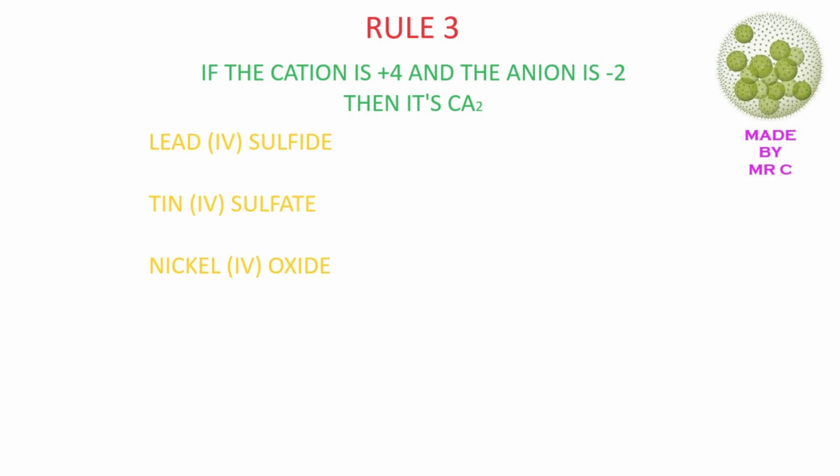Okay, let's try some examples for rule number 3. And rule number 3 is if the cation is +4 and the anion is -2, then it just becomes cation anion 2. So the 3 examples I have for you are lead(IV) sulfide, tin(IV) sulfate, and nickel(IV) oxide. I'll give you a second to do them.